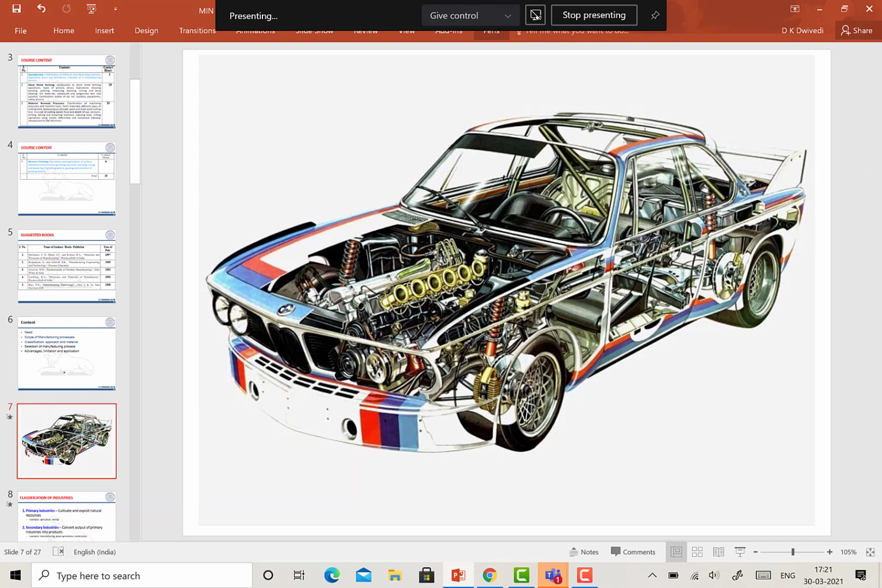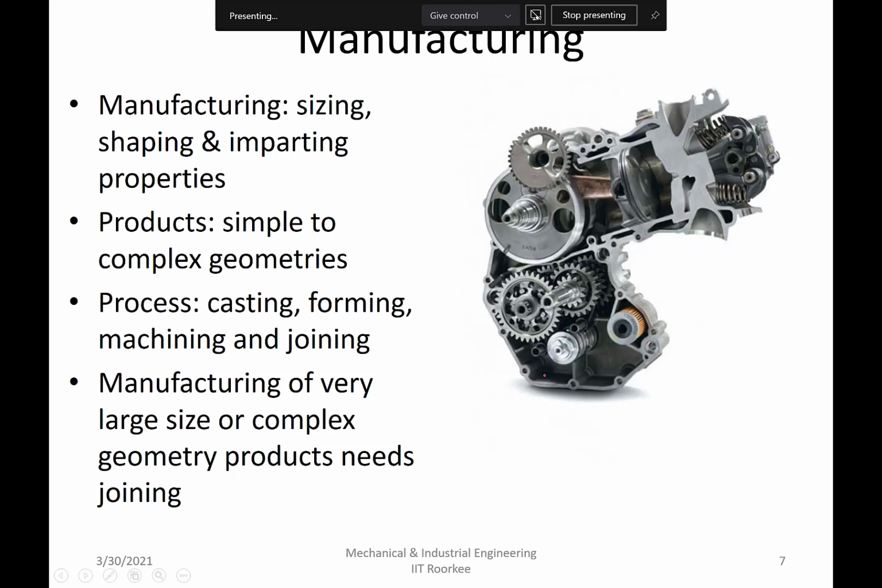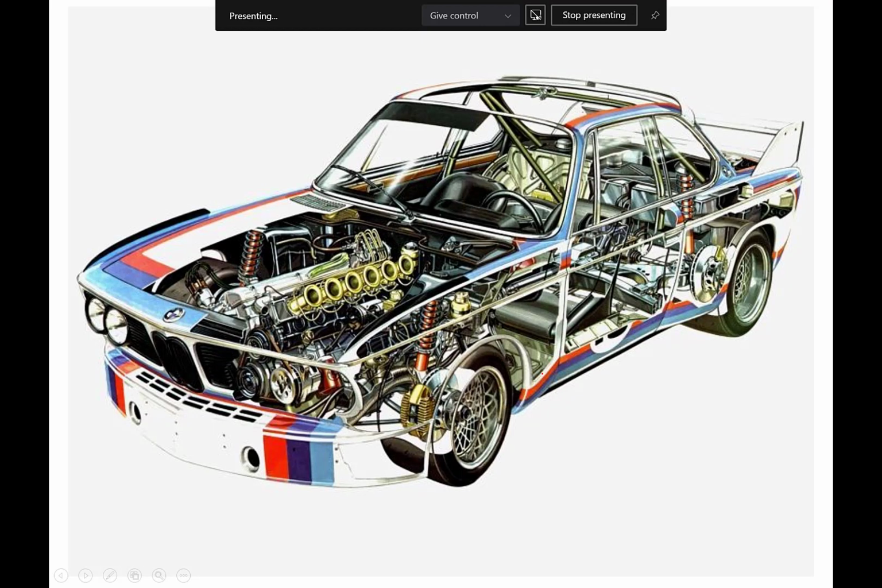If you see another example, here you have the piston cylinder assemblies, here you have sheets which are given different shapes, and there is a steel chassis to take the load of the entire structure, maybe aluminum alloy wheels. These are made through different processes. Alloy wheels are made by casting. The piston and cylinders are made by casting.